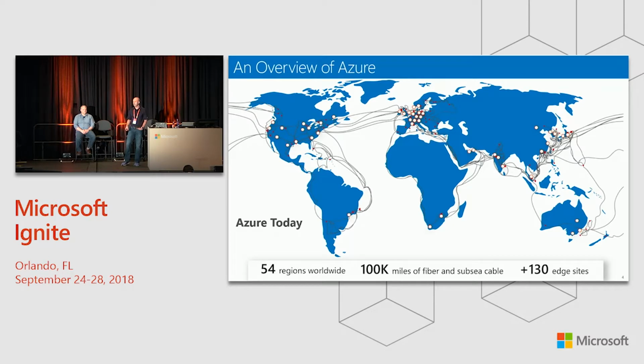We want to be closer. And in order to do that, we've laid over 100,000 miles of fiber and cable, crossing the world many, many times. It's a phenomenal amount of connectedness to put this all together. And on top of that, we also have over 130, and growing, edge sites around the world, bringing those services even closer to the customer for things like Bing, Office 365, and other applications, to make sure we're right where you want to be.